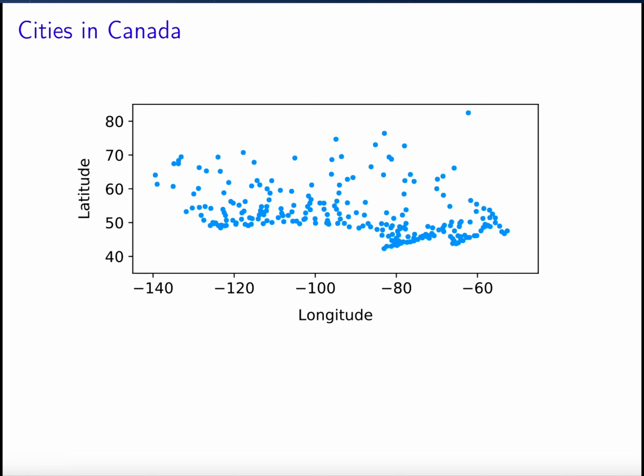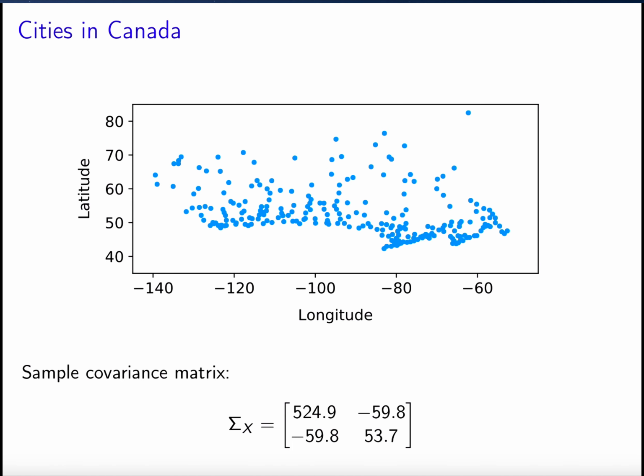Okay, so let's go back to the example of the cities in Canada that we already talked about when we described the sample covariance matrix. So this data set has the latitude and longitude of the main cities in Canada. And the sample covariance matrix is like this.